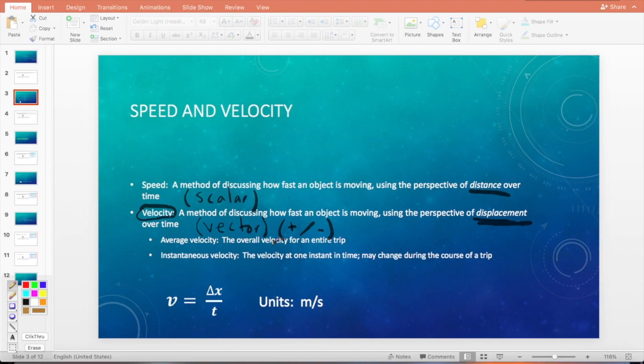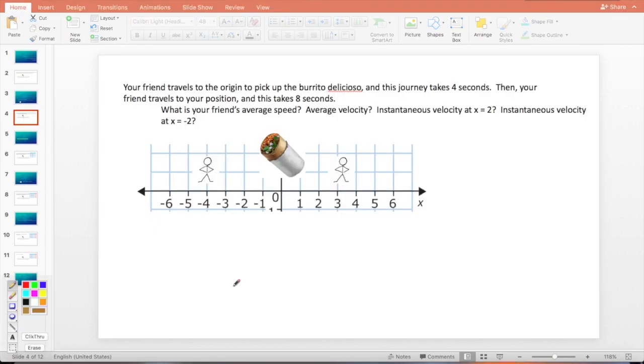And still even more, there are two different types of velocity that we can talk about. We can talk about the velocity for the overall entire trip, and that is going to be known as the average velocity. Or we can talk about the velocity at one instant in time, which may change during the course of the trip, and that's known as instantaneous velocity. We'll talk about that a little bit later on. Let's look at this example. What is the average speed, average velocity, instantaneous velocity?